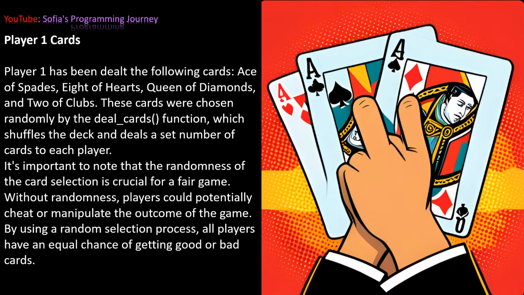Player 1 cards. Player 1 has been dealt the following cards: Ace of Spades, 8 of Hearts, Queen of Diamonds, and 2 of Clubs. These cards were chosen randomly by the deal cards function, which shuffles the deck and deals a set number of cards to each player. It's important to note that the randomness of the card selection is crucial for a fair game. Without randomness, players could potentially cheat or manipulate the outcome of the game. By using a random selection process, all players have an equal chance of getting good or bad cards.